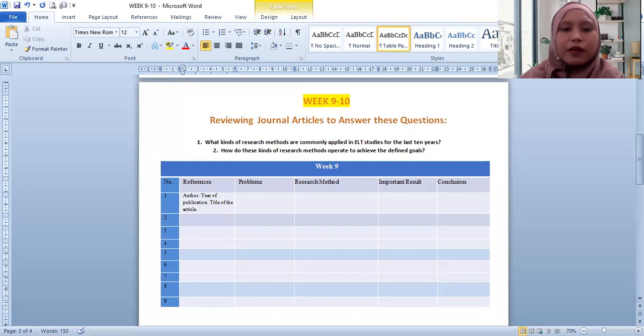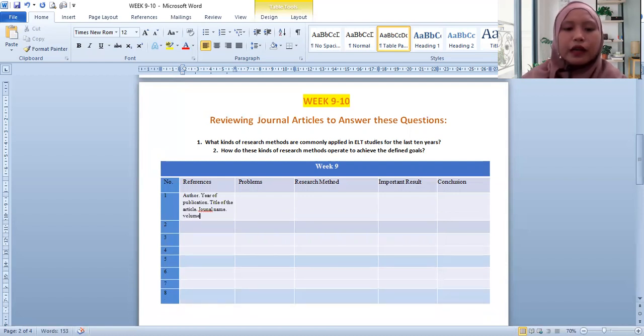And then after you write down the title of the article, don't forget to see the journal name. What is actually the journal name? And don't forget to see the volume of the journal, also the issue or number, volume number and the issue. And also note from what page this article starts and ends.